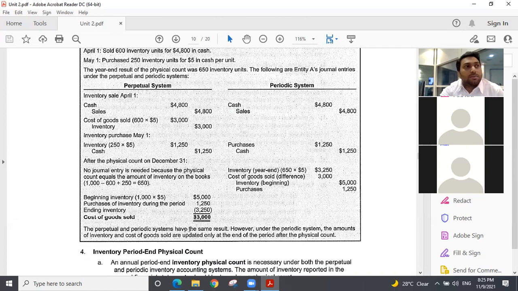The perpetual and periodic system have the same result. However, under the periodic system, the amounts of inventory and cost of goods sold are updated only at the end of the period after the physical count. Clear?